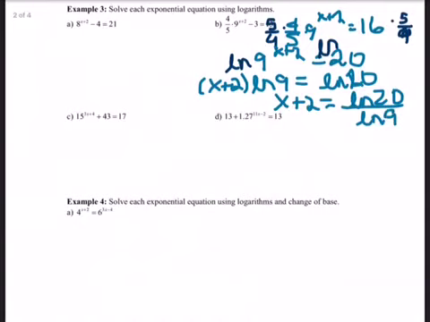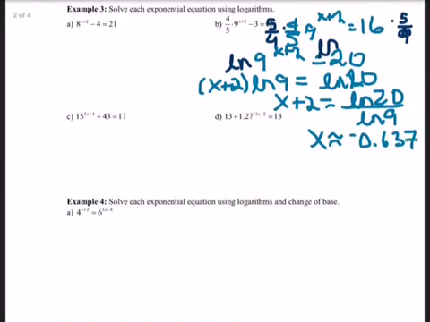So I'm going to do natural log of 20 divided by natural log of 9. And then I'm going to subtract 2 from that answer. So when I subtract the 2, I get approximately negative 0.637 when I round.